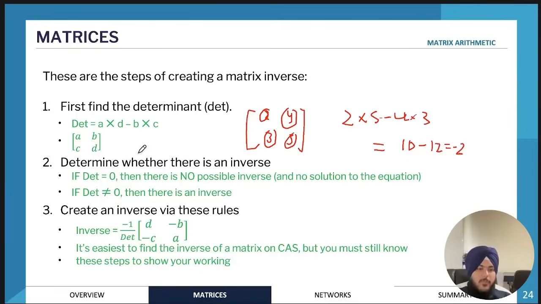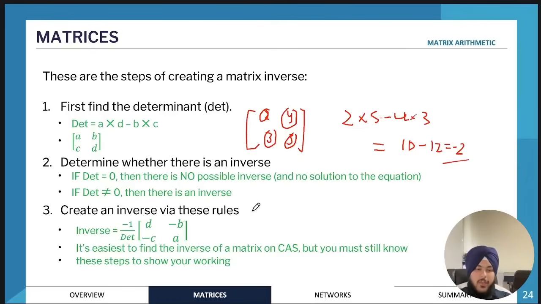So once you've found the determinant, there are two things that you need to identify. The first thing to look out for is if the determinant is equal to 0. If the determinant is equal to 0, that means the inverse does not exist, and if the inverse does not exist, that means the equation can't be solved. The other thing is if the determinant is not equal to 0, such as in this case where it's equal to negative 2. That means the inverse can be found, and if the inverse can be found, you will be using this formula.